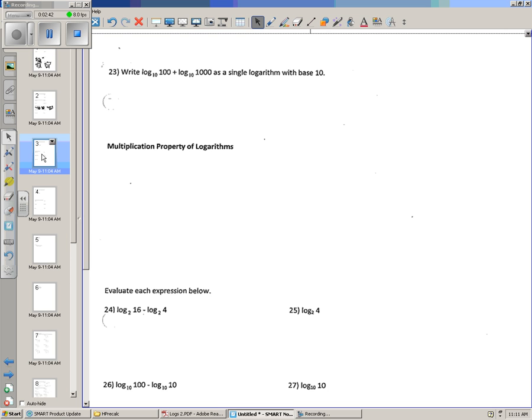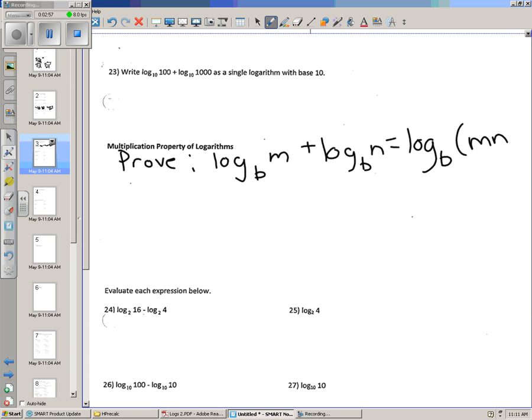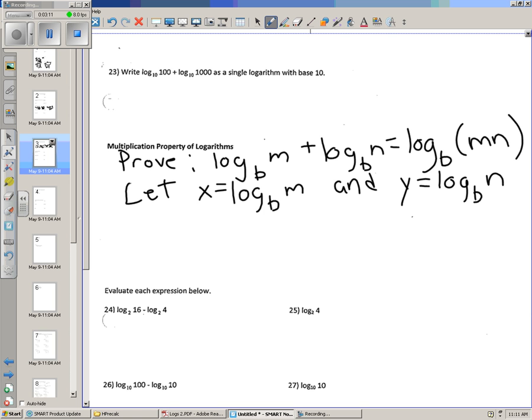So what we want to do is prove that when you add two logs with the same base, it's really equivalent to putting them into one and multiplying. So we're going to start by saying we'll let x equal log base b of m, and y equals log base b of n. Now we can rewrite this in exponential form. So that means that b to the x equals m, and b to the y equals n.